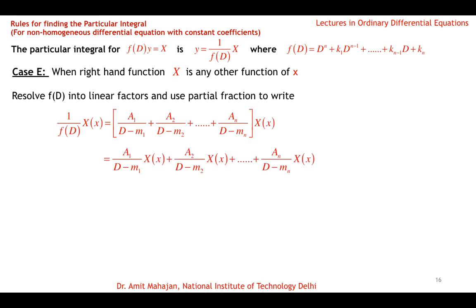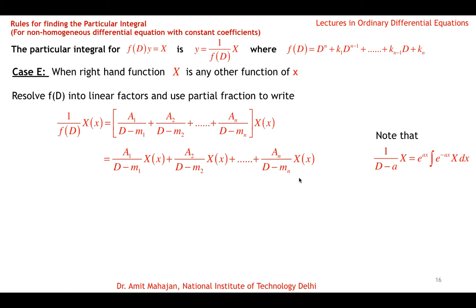And so by linearity, first operator on capital X plus second operator on capital X plus so on, last operator on capital X. And then we know the theorem we did today, that 1 over a linear operator on X. So I am writing this statement here again, that 1 over D minus a when operated on X is e power ax integral e power minus ax capital X dx. So each term is similar. a1 is a constant, so 1 over D minus m1 on capital X, we can apply this rule. Similarly 1 over D minus m2 on capital X, again we can apply this rule, and so on the last term.